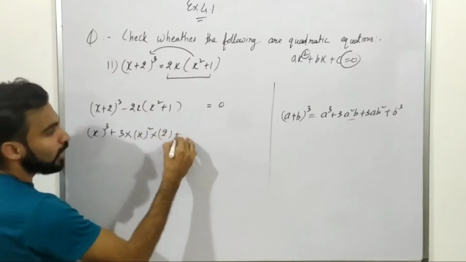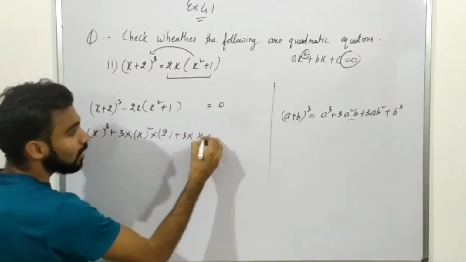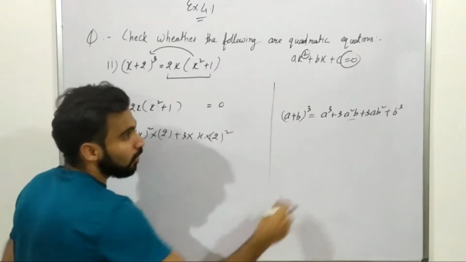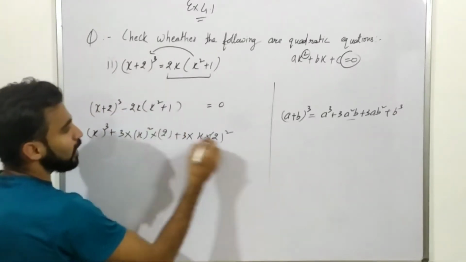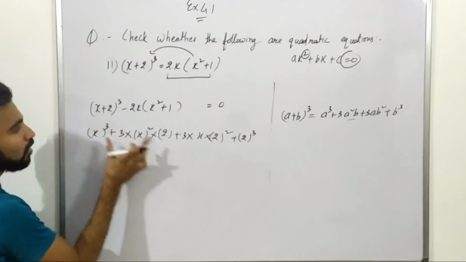Now further, 3ab square, so that will be 3 into a. What is a? That is x into b square. So that will be 2 square. Getting my point? Now further there's b cube. So that will be 2 cube. Now you can see I have opened the cube here.